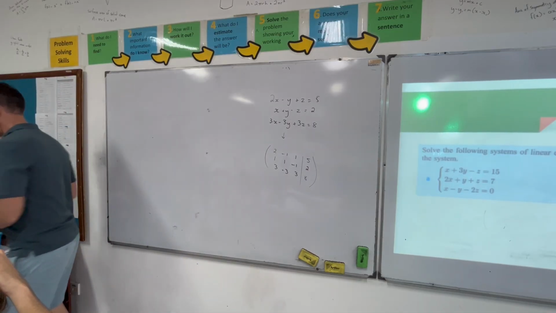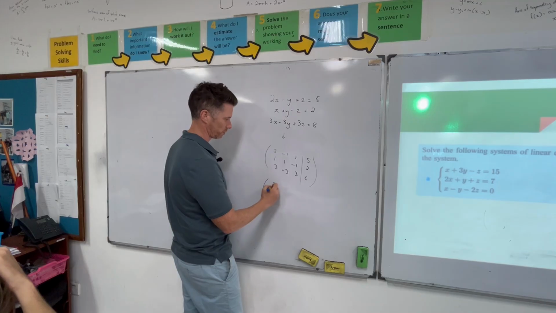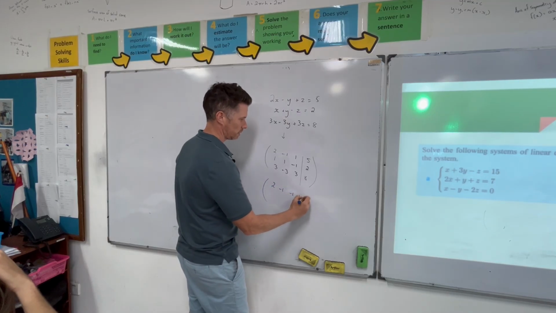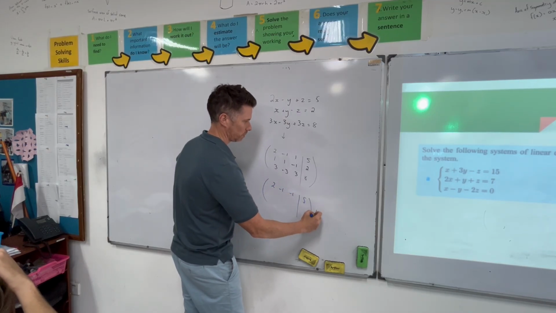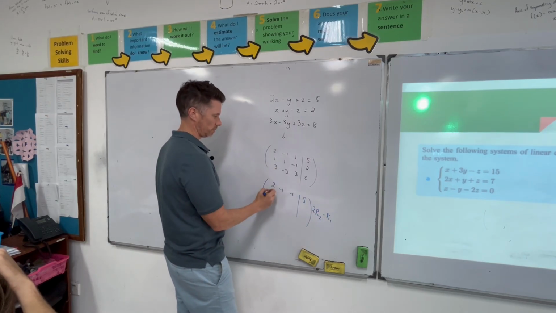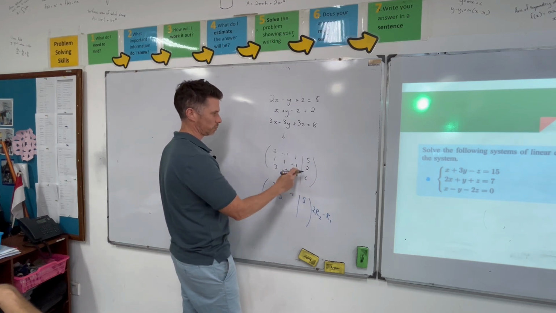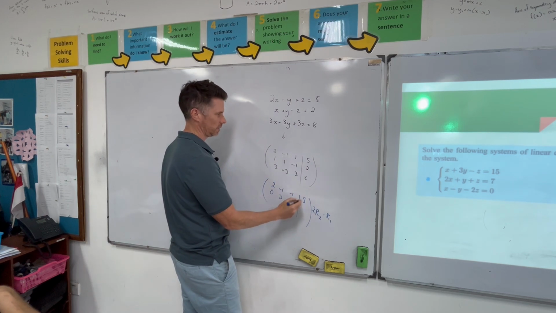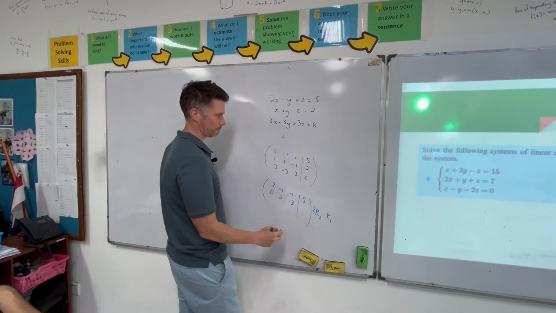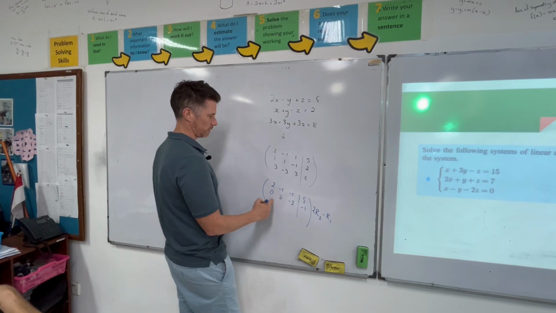So let's leave the first one as is, that's okay. This one, I'm going to always use row 1, so I'm going to say row 2 times 2, and then take away 1 row 1. So that will always give me 0 here. Twice that, take away that is 3. Twice that, take away that, negative 3. Twice that, take away that, negative 1.